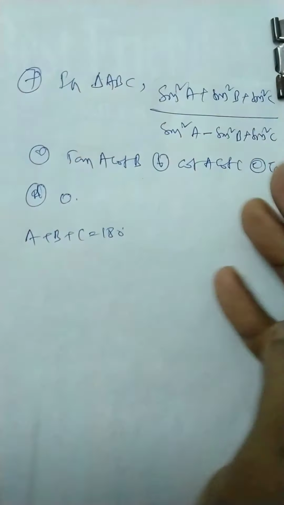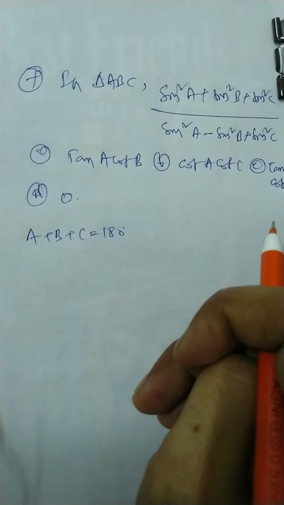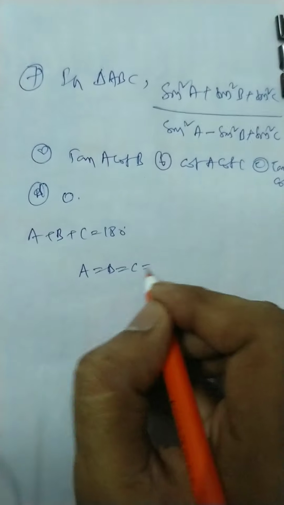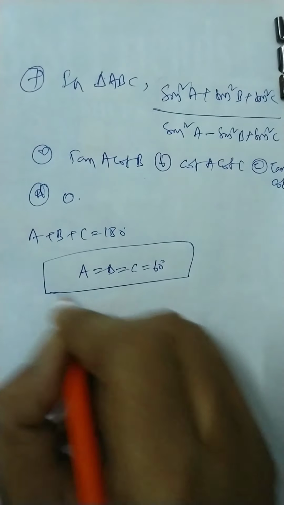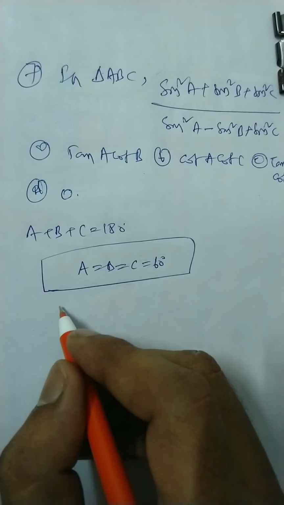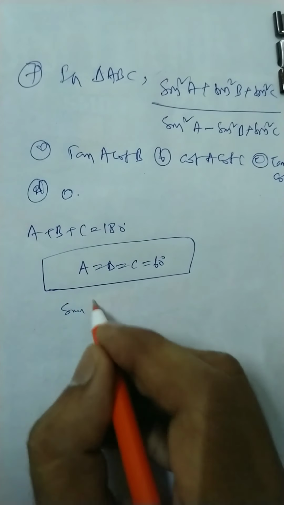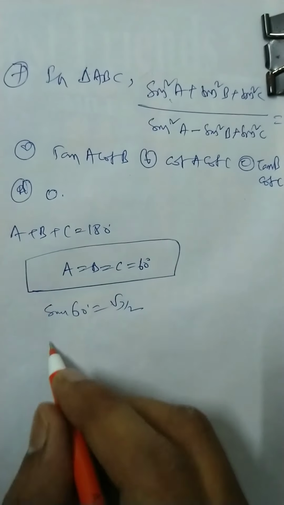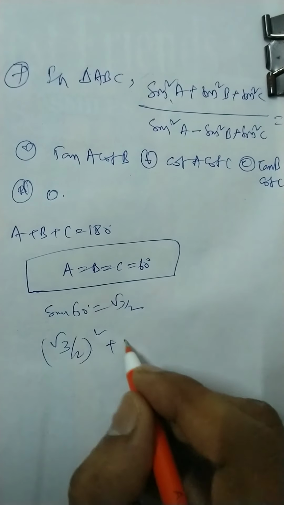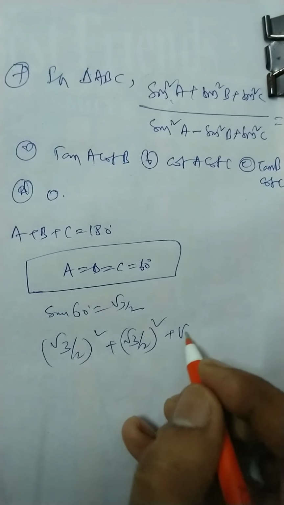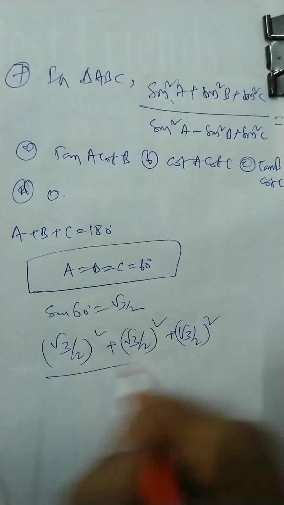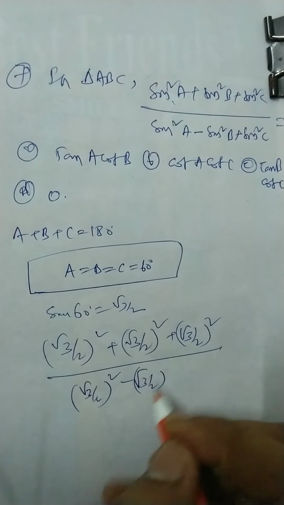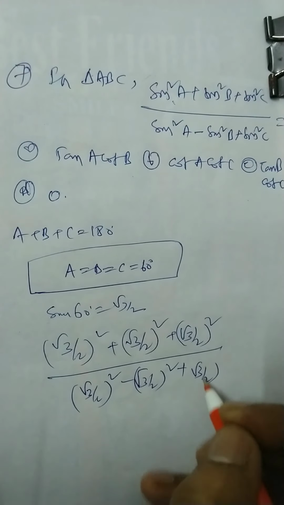In general, you can't do it in a very few seconds in examination. So use the trick. The trick is substituting A equal to B equal to C equal to 60. When you substitute this, sine 60 is root 3 by 2. As the numerator has squares, we get (root 3 by 2) whole square plus (root 3 by 2) whole square plus (root 3 by 2) whole square, and in the denominator also the same: (root 3 by 2) whole square minus (root 3 by 2) whole square plus (root 3 by 2) whole square.